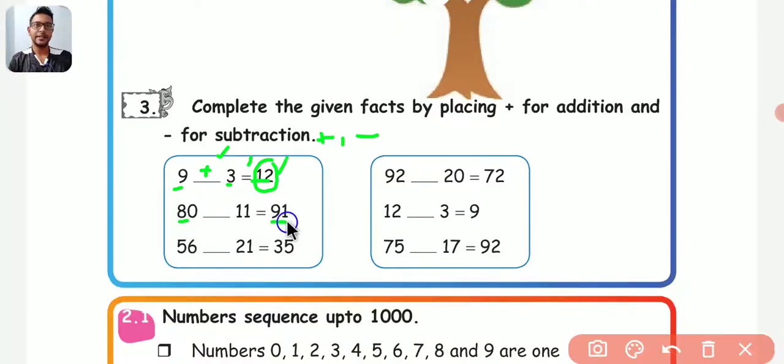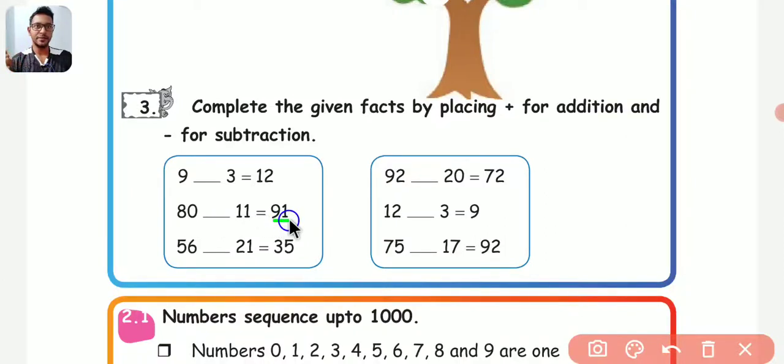80 and 91. 80 is smaller than 91. 91 is the biggest one. Which one is the biggest one? 91. So the answer is the biggest one. So here we have to put what? Plus. If you add 9 plus 3, you will get 12. You just keep 9 in your mind and count 3. After 9, what numbers will come? 10, 11, 12. So if you count 3, what is the answer? 12. Yes.